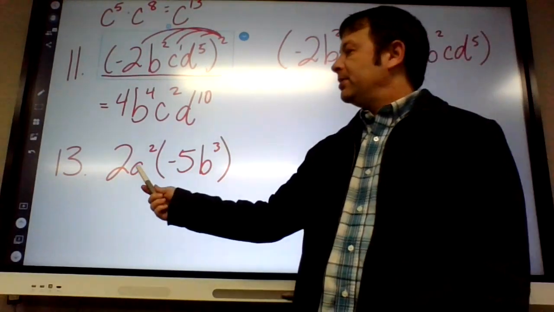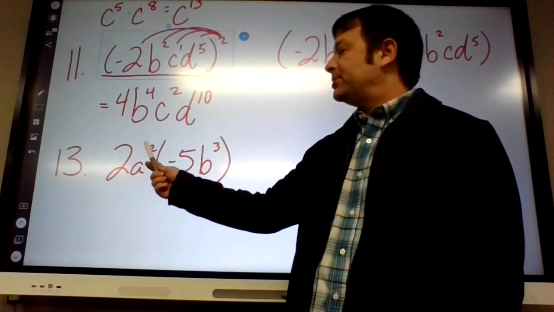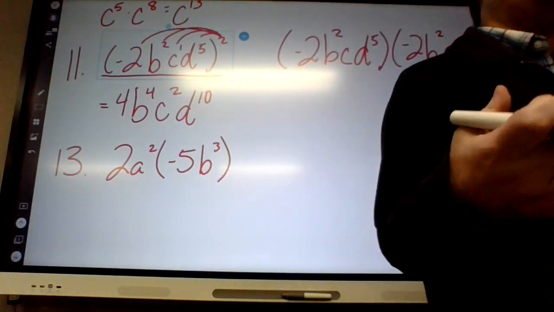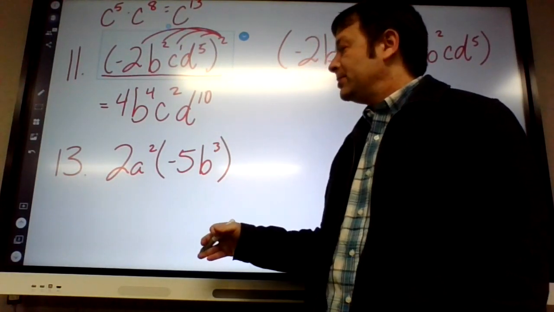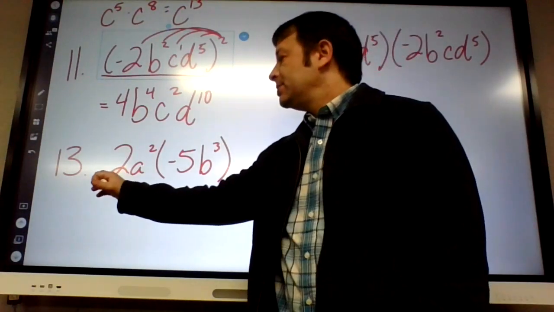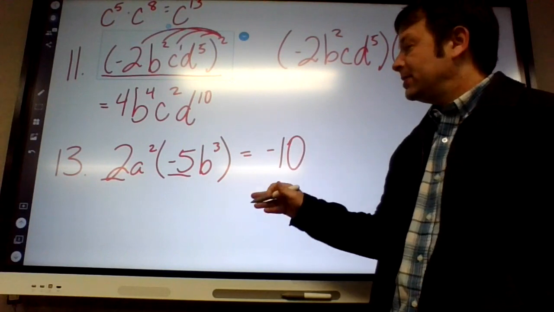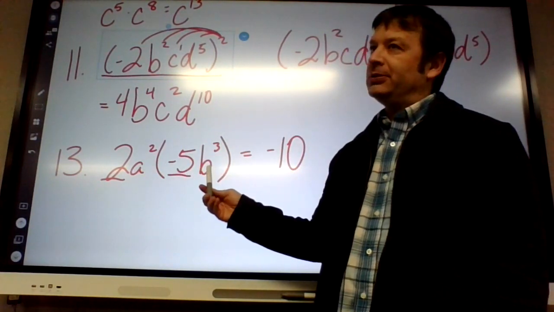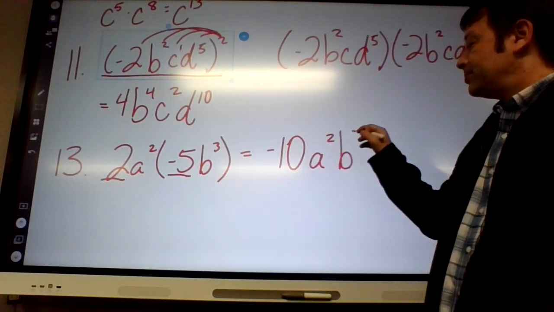Okay, so just think of these as all just things multiplied together. It's 2 times a squared times negative 5 times b cubed. Does order of multiplication matter? No. So we can just multiply whatever we want, wherever we can. So what can we multiply together? What can we simplify? 2 times negative 5 is negative 10. Does a squared times b cubed get any simpler? No. So those are just going to stay a squared b cubed.